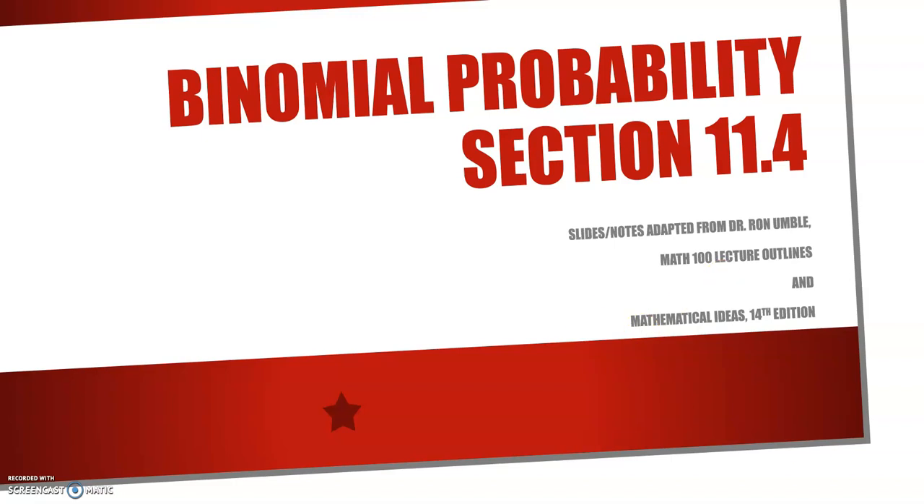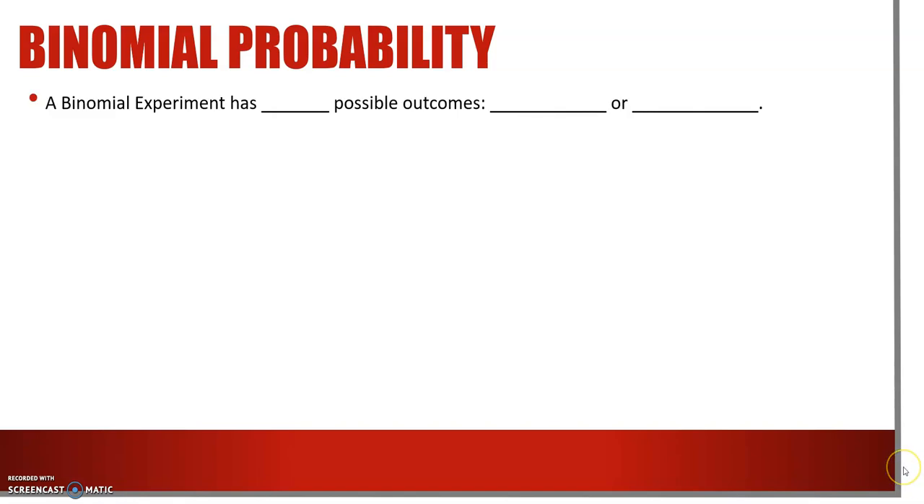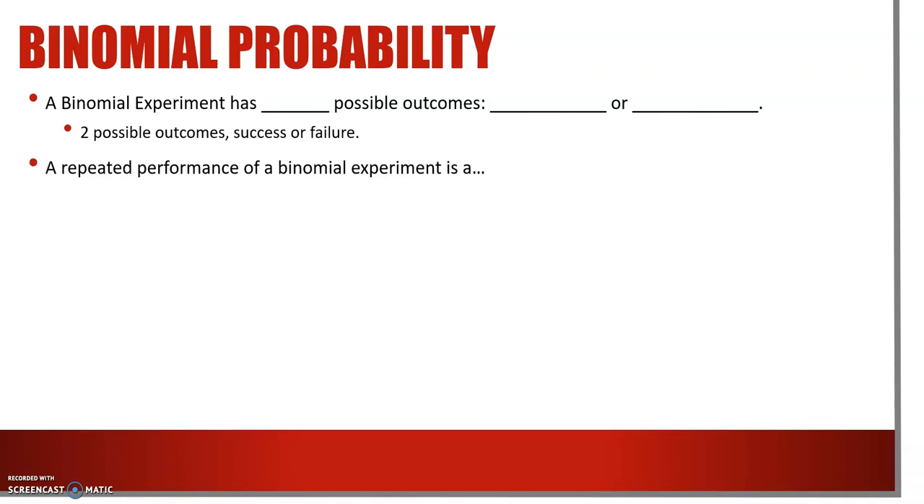Section 11.4, Binomial Probability. A binomial experiment has two possible outcomes, success or failure. A repeated performance of a binomial experiment is a Bernoulli trial.